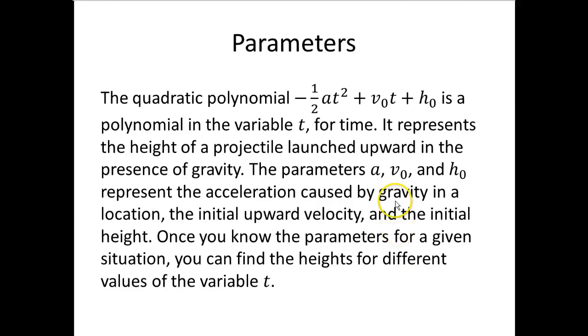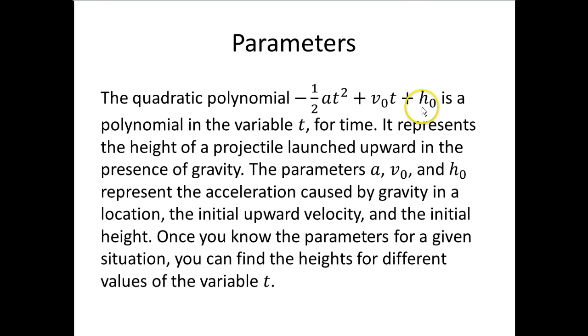Here's another example of a polynomial that has parameters in it. This is called a quadratic polynomial because it has the highest degree of 2. Okay? It's a polynomial in the variable t for time. Okay, so this is the variable. The rest of these are parameters. Okay, the only variable in here is t, which stands for time. The rest of these are called parameters.